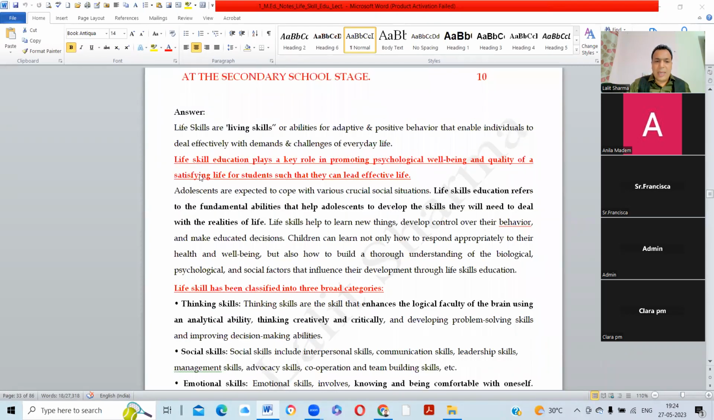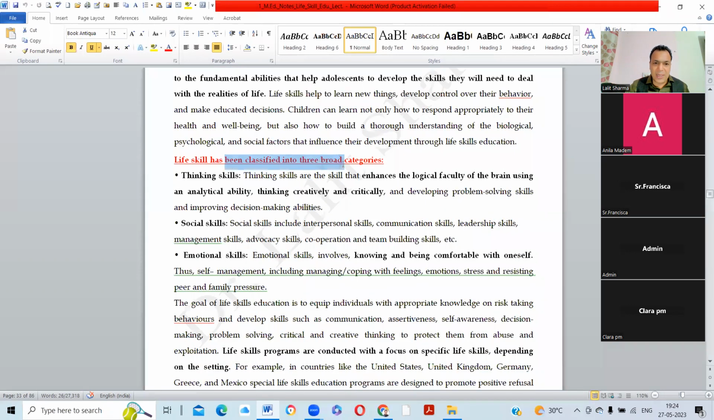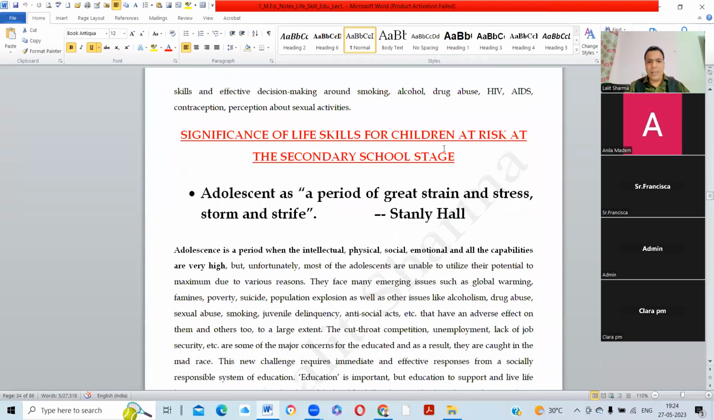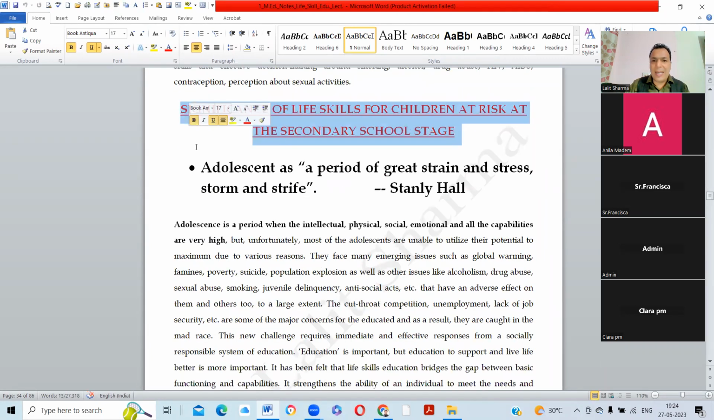So guys, life skills education plays a key role in promoting psychological well-being and a satisfying quality of life for the students, such that they can lead an effective life. Life skills have been classified into 3 categories. We already discussed this. Okay, we have to make a heading because it was asked by the examiner: Significance of life skills for children at risk at the secondary school stage.